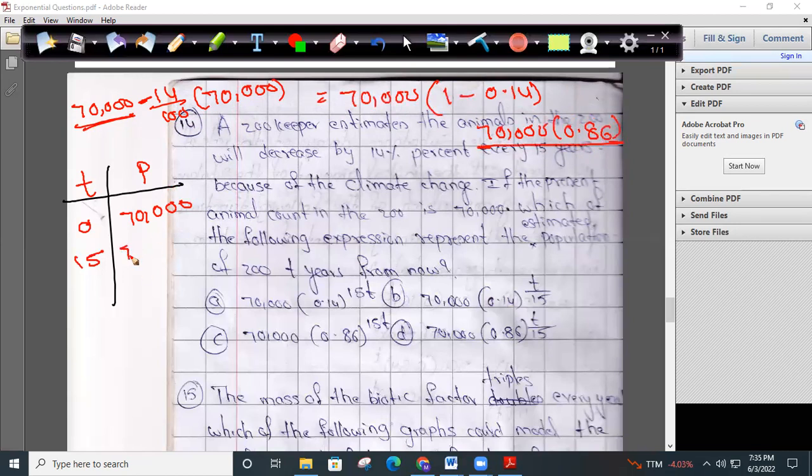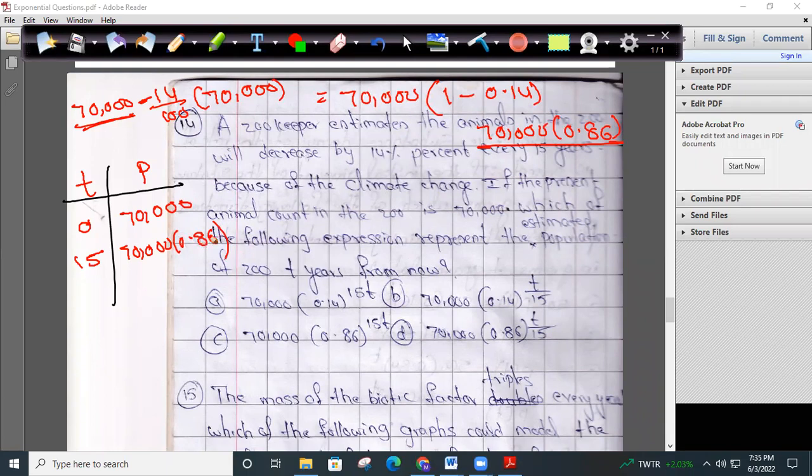Sir, I have a wonderful calculator. My parents have gifted me a graphic calculator. Why should I use my brain? Then don't use it. Just write 14 by 100 times 70,000. So the zeros cancel, 14 times 700 is 9,800. So 70,000 minus 9,800 is 60,200. So your wonderful calculator will give 60,200. So plug in T equal to 15 in the options and see where you get 60,200. That is one way, but be smart at the end of the day.